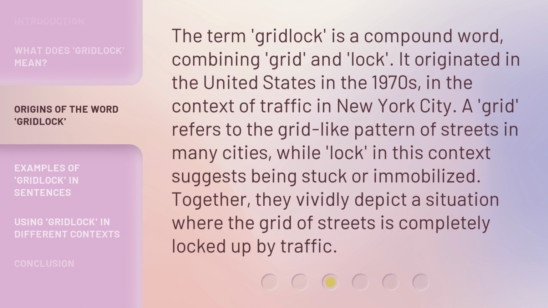The term gridlock is a compound word, combining grid and lock. It originated in the United States in the 1970s, in the context of traffic in New York City. A grid refers to the grid-like pattern of streets in many cities, while lock, in this context, suggests being stuck or immobilized. Together, they vividly depict a situation where the grid of streets is completely locked up by traffic.